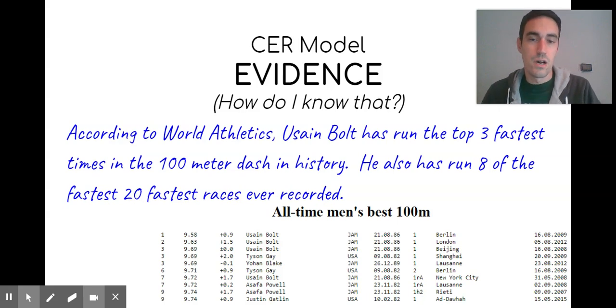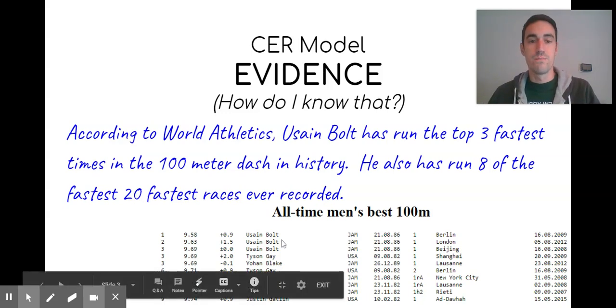So notice a couple things about my evidence. First off, I said where I got my evidence from. I got it from World Athletics, or worldathletics.org. So a source that has a good reputation. So that's the first thing. I can actually tell you where I got it from. I can also look down here and see that actual data written out on the bottom of my page.